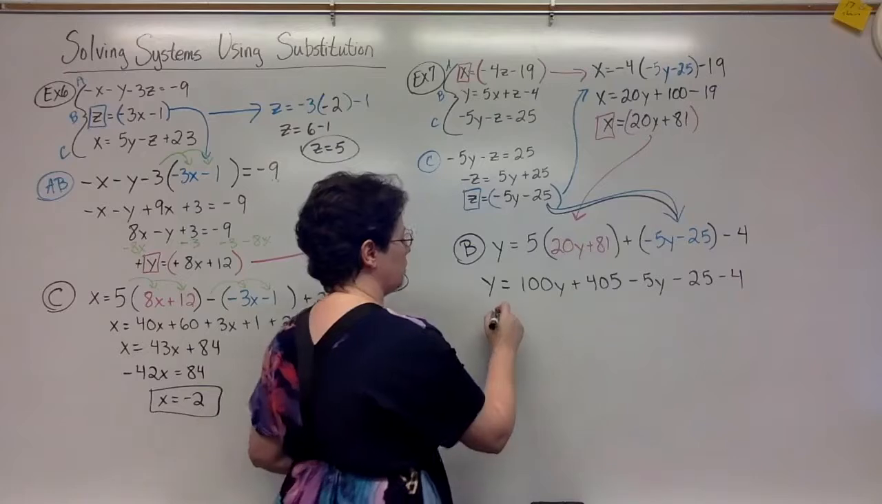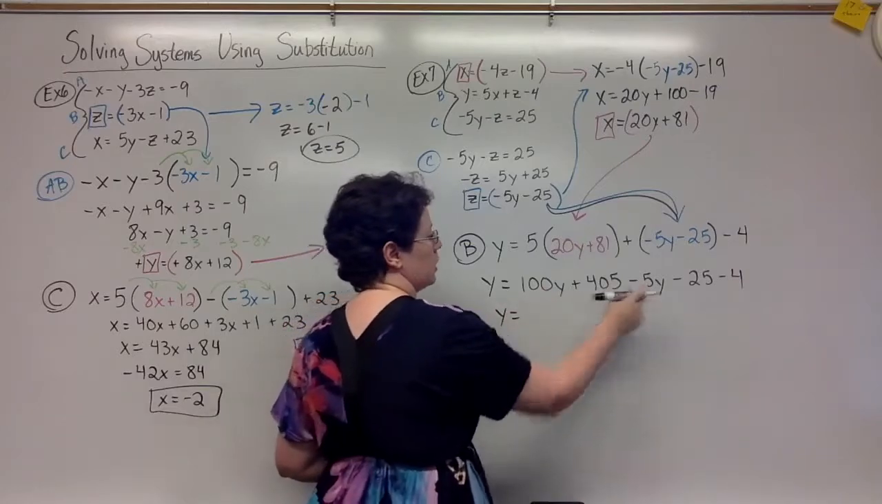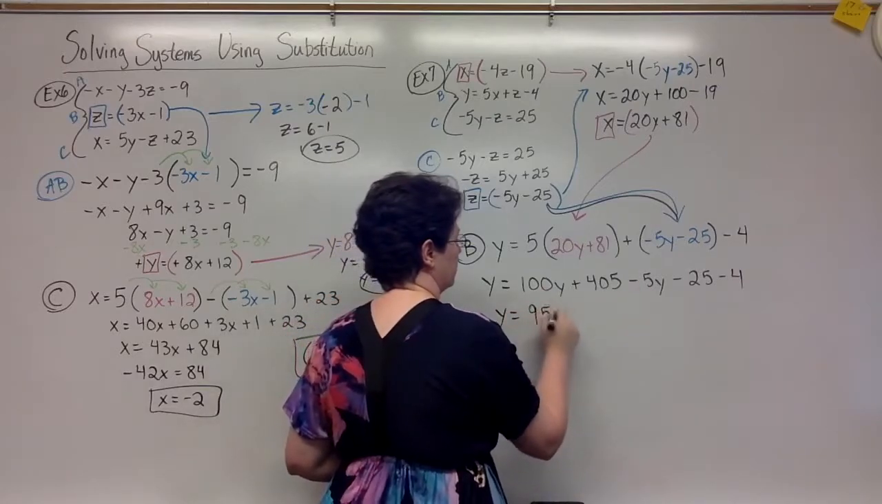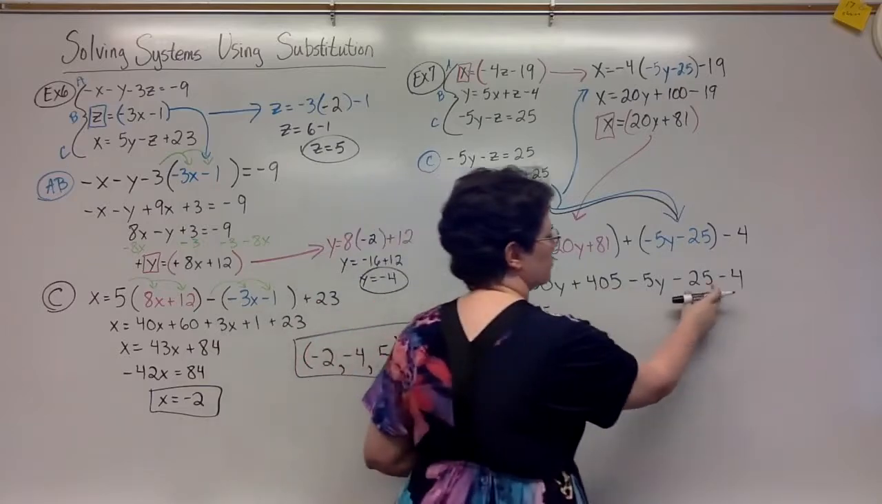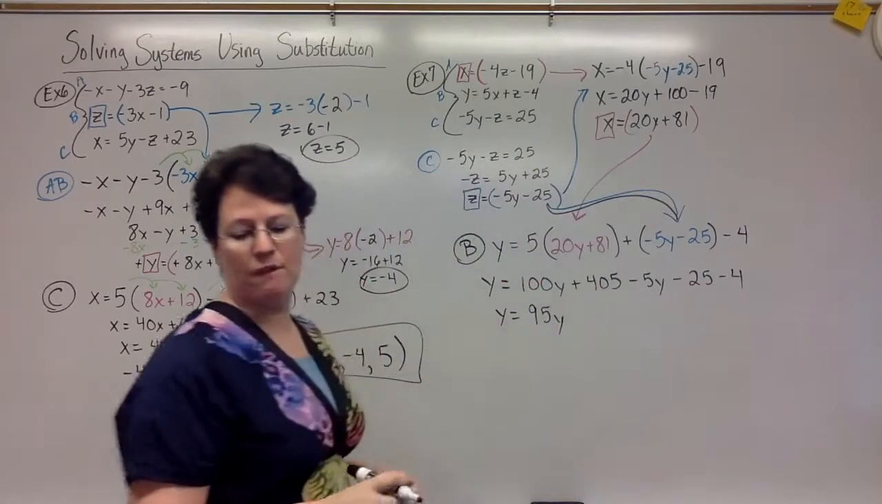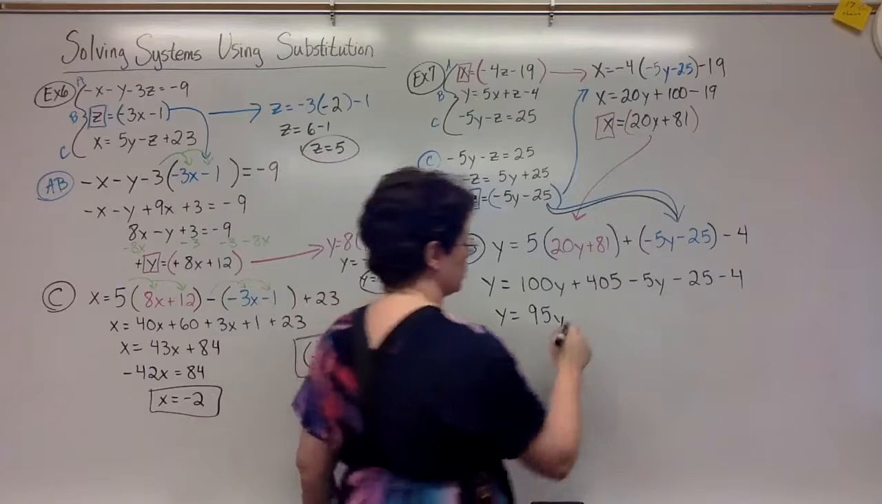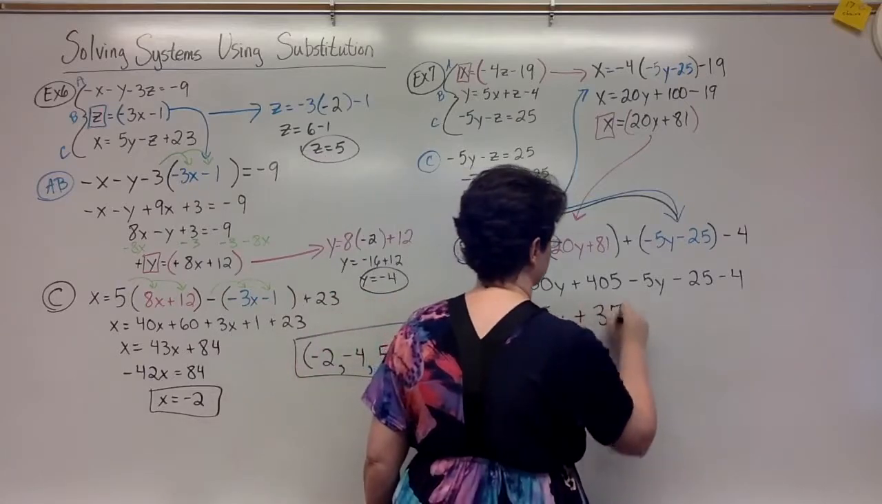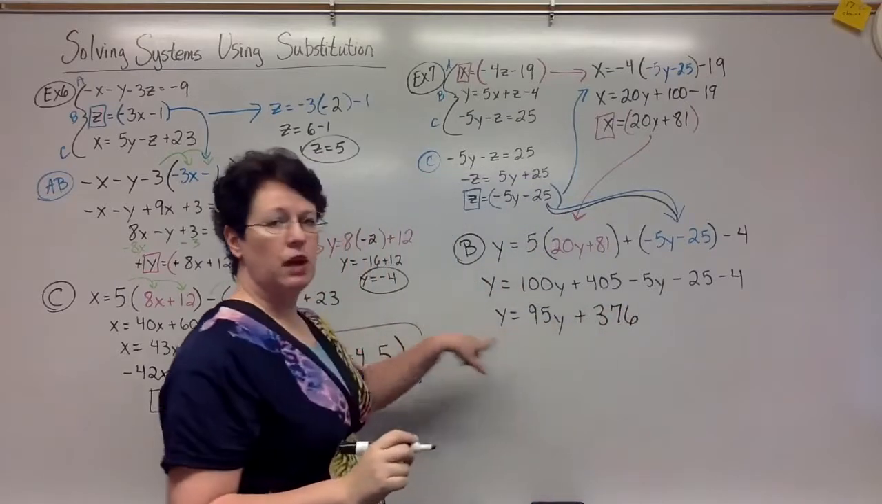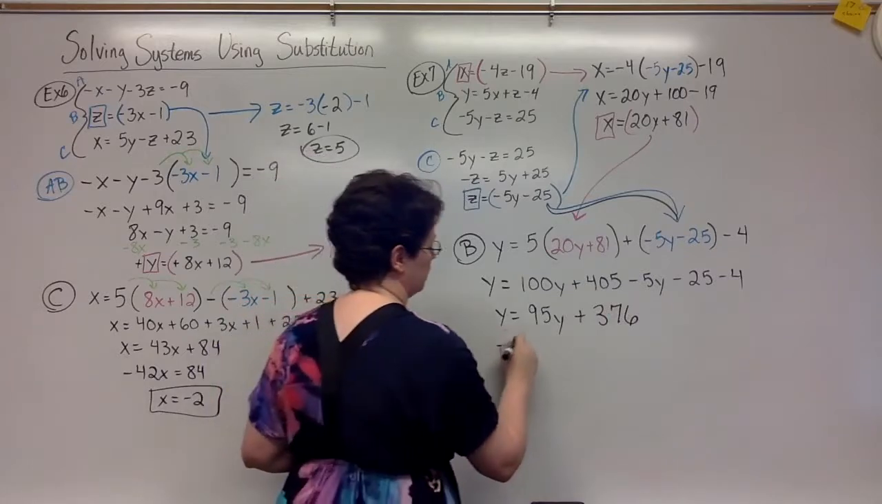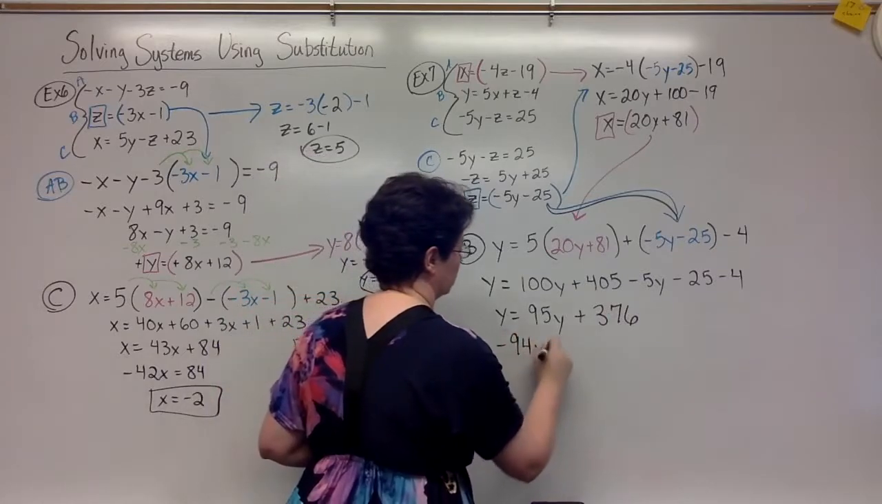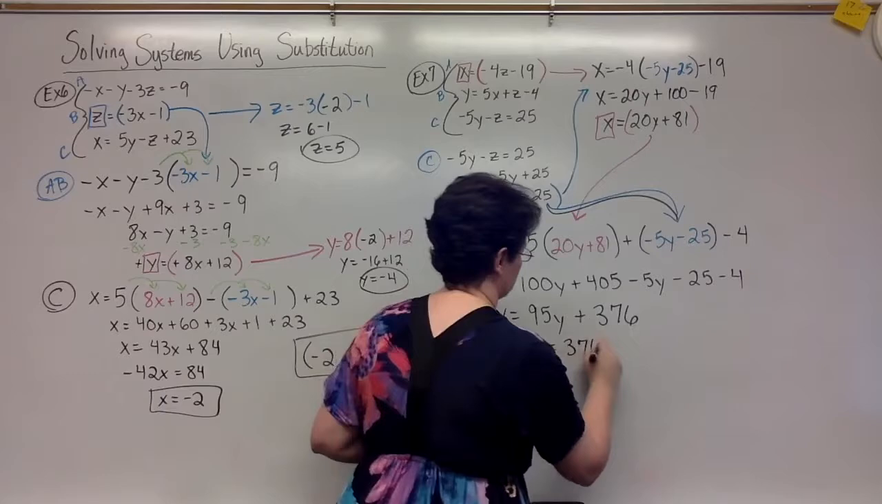So I still have my y on the other side. 100 minus 5 is 95. Then I have 405 minus 25 minus 4. It's actually 376. Now I'm going to move that y to the other side. So I'm going to have negative 94y equals 376.